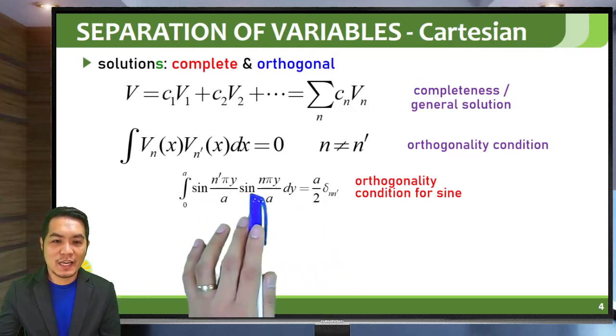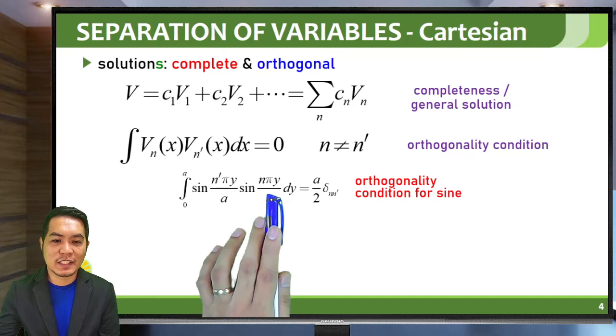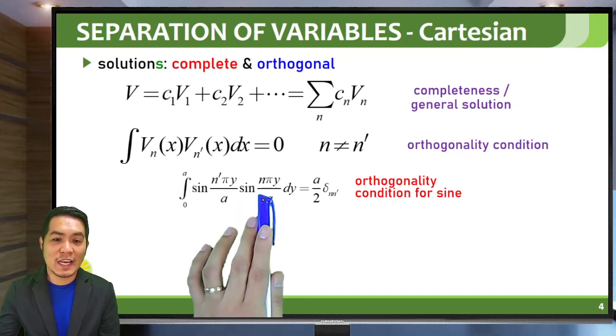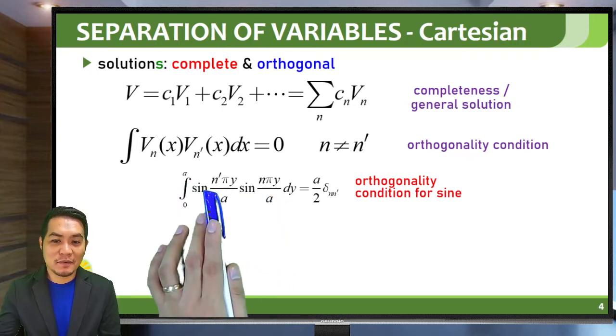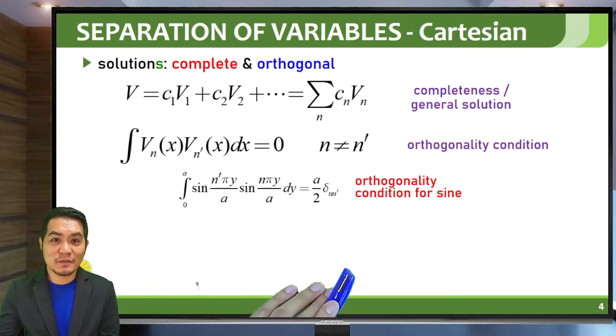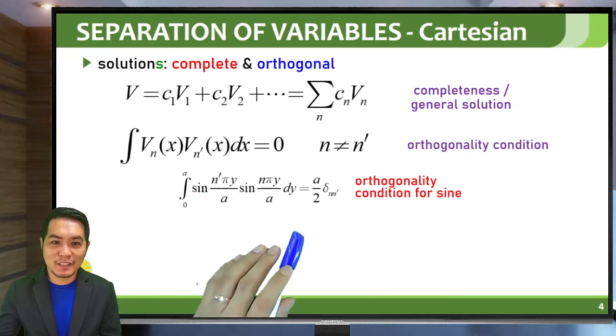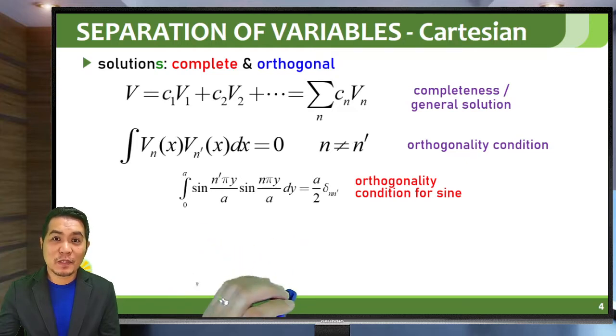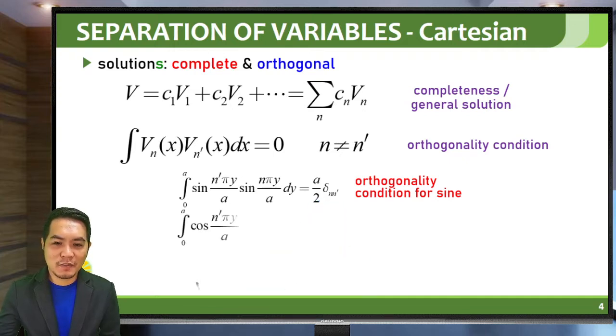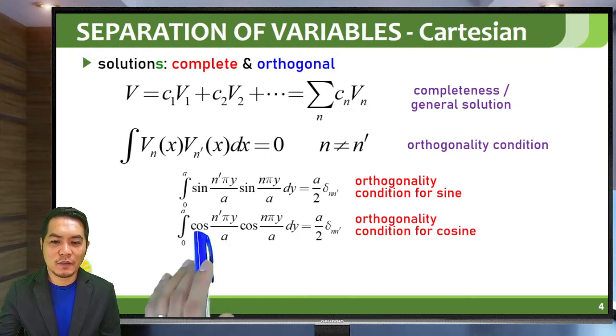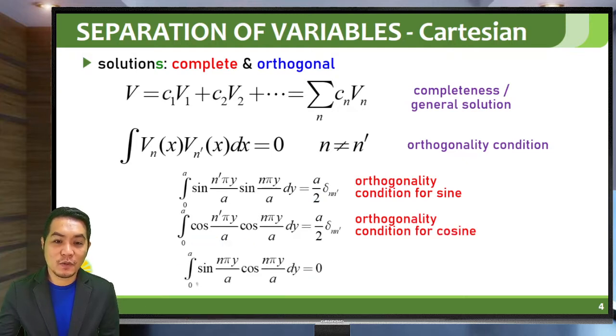So meaning, unless n here is equal to n prime, unless it's the same solution, or unless it's a dot product with itself, then it's 0. Just like the dot product, that's the property of the dot product. You can only have a value of 1 or 0 for the dot product. So that's the Kronecker delta here. Similarly for cosine, you have that orthogonality condition, and of course, sine and cosine are clearly different solutions, so they are orthogonal. So this dot product is 0.